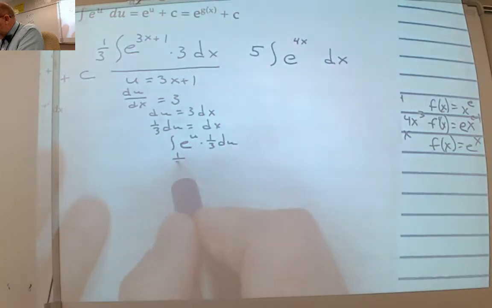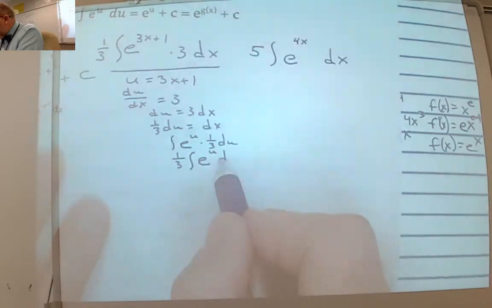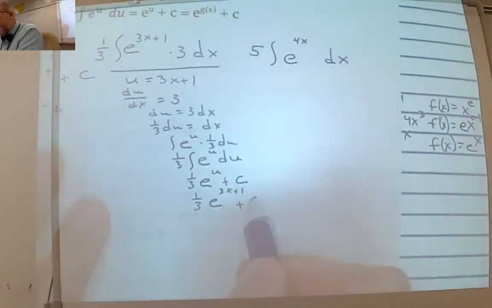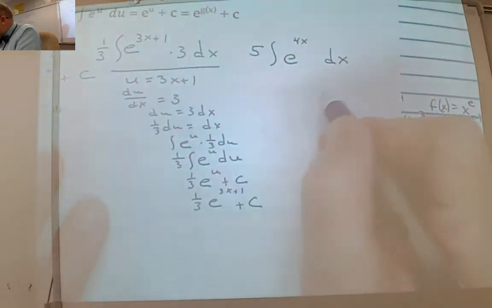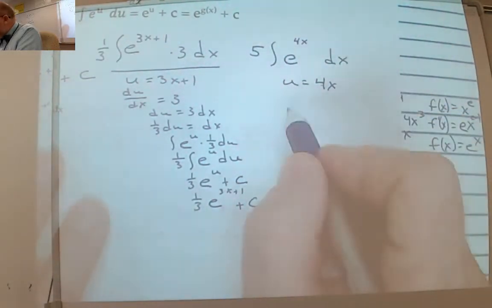So I can bring that 1/3 out front because it's a constant. The antiderivative of e to the u is e to the u. I have a 1/3 here. I have my plus c. Now I go back and I get rid of the u and I replace it with 3x plus 1, plus c. Okay, so that's what it looks like using u substitution. Now, the reason I bring that up, which would you like to do? Okay, what are you going to let u be? I think you said 4x. What is du/dx?